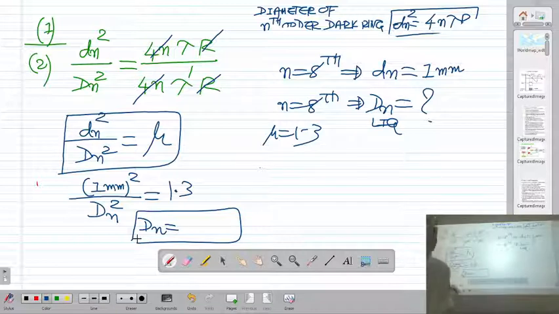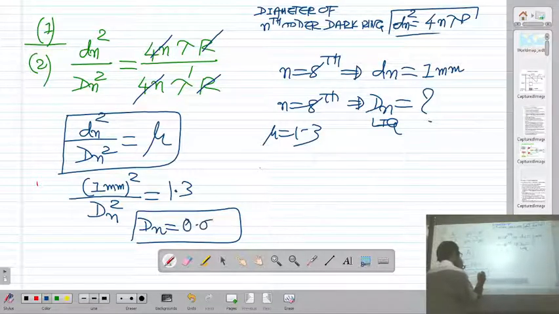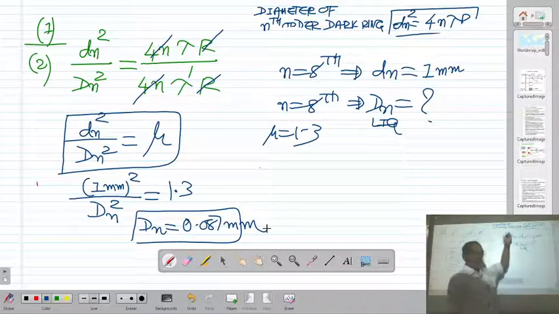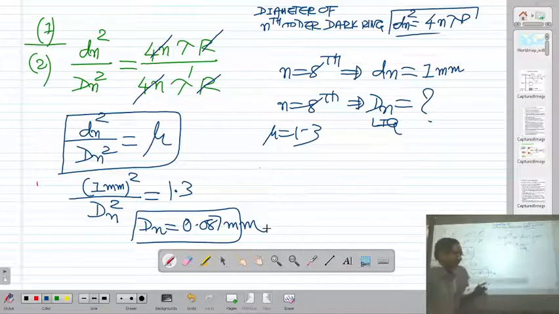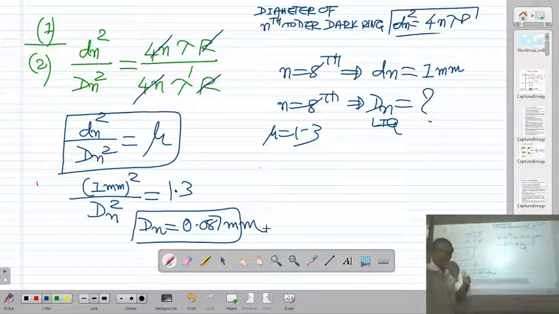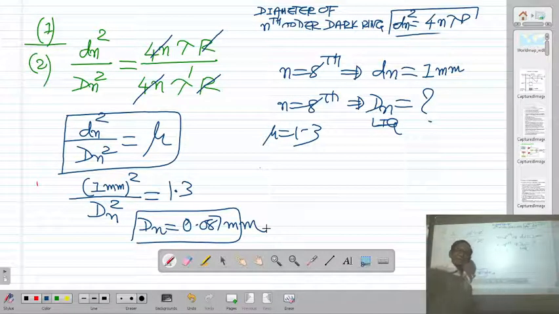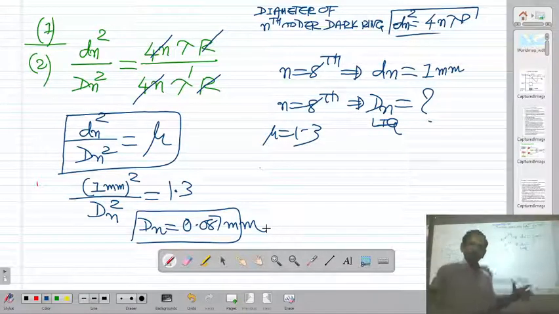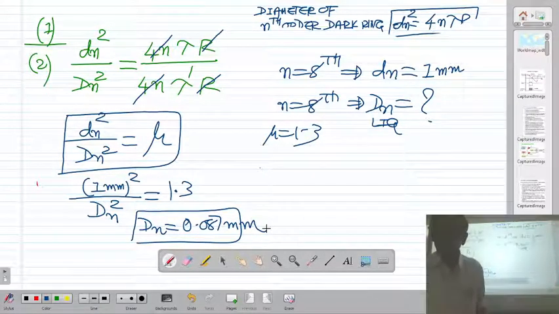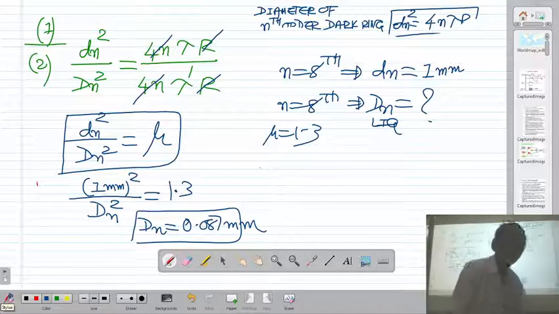So you will get the diameter of the eighth dark ring in liquid, that is 0.087 millimeter. So in air the diameter of the eighth dark ring is 1 mm, and in liquid of refractive index 1.3, the diameter of the same eighth dark ring is 0.087 mm. So in liquid the diameter of the rings decreases, so the rings are shrinking or contracting. Thank you so much. This is the end of Newton's ring experiment.